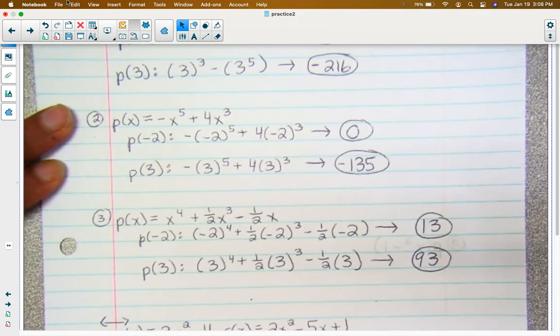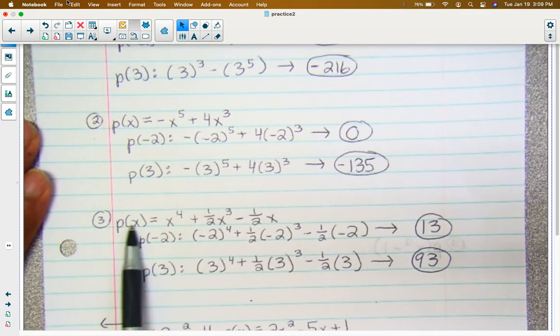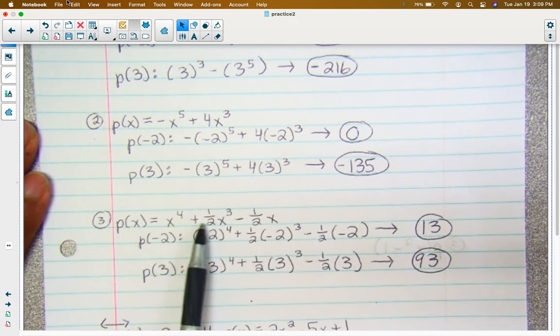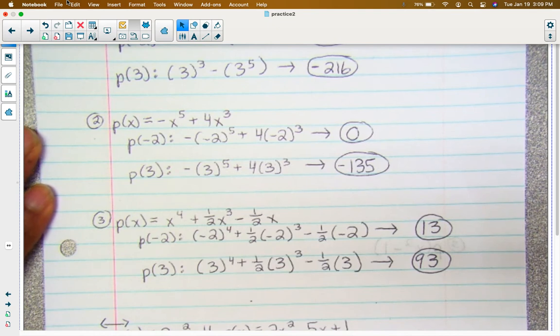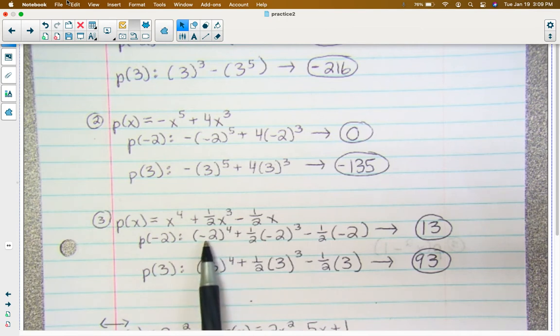And I got one more here that I've already done for us. P of x equals x to the fourth plus 1/2 x to the third minus 1/2 x. Take your numbers, substitute them in. The directions asked us to do two numbers. It asked us to substitute -2 in.